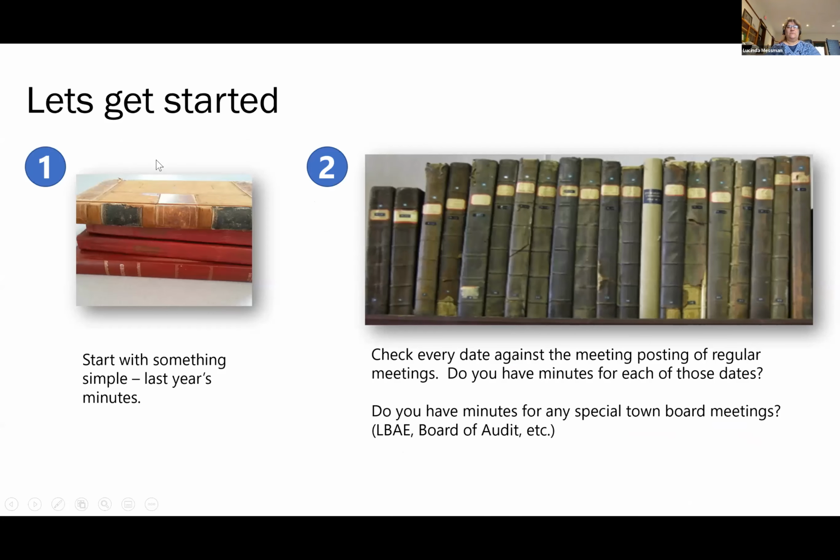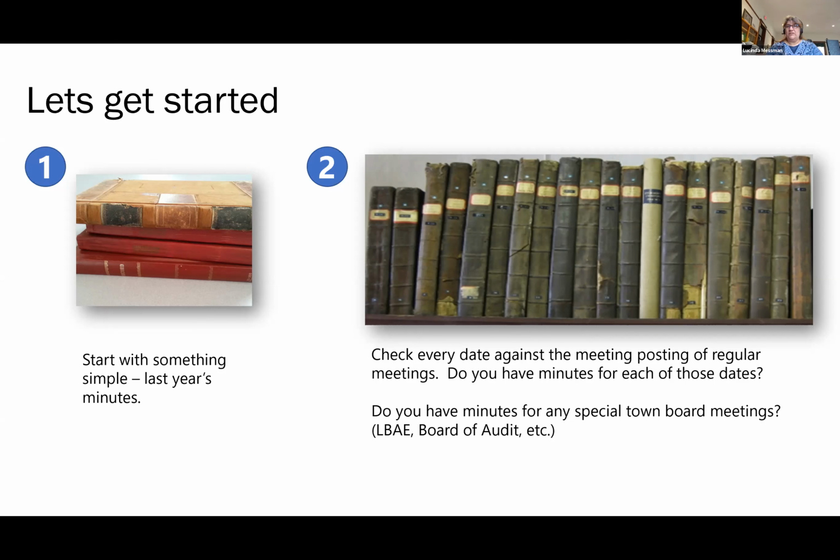So I thought, let's start with something easy, minutes. That's something all of us usually know where they are. So we're going to start with last year's minutes or this year's, whatever you want. First thing, remember that list of dates we print out? Make sure every set of minutes is in the book or in your stack, however you keep them. Make sure you've got every set of minutes. Think about those other meetings like the local board of appeals, the board of audit. Did you have any special meetings?